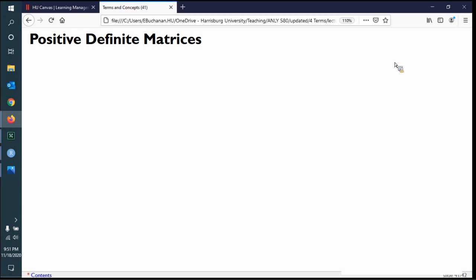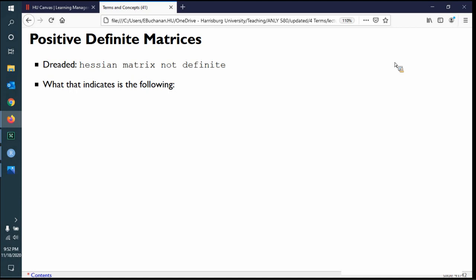Okay, so I'm not going to go super crazy into the math. I just want to give you the basic idea of what this is, because you will see this error message. I have an assignment where it will give you this problem, on purpose. And often the message is that the Hessian matrix is not definite. No good, right? And what that means could be one of many things, but here are some examples.